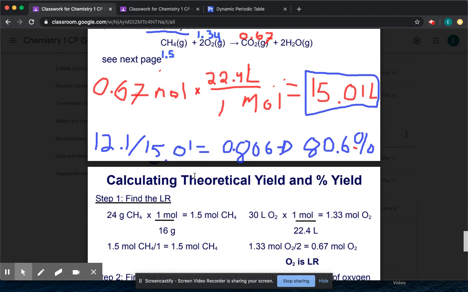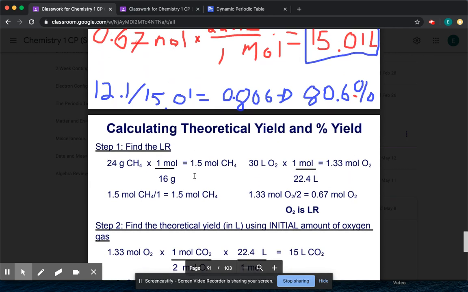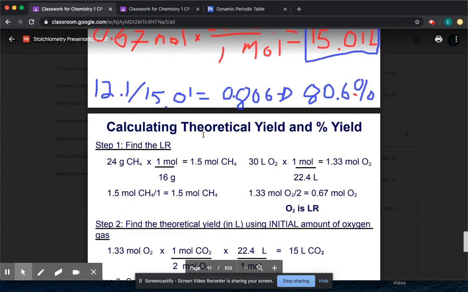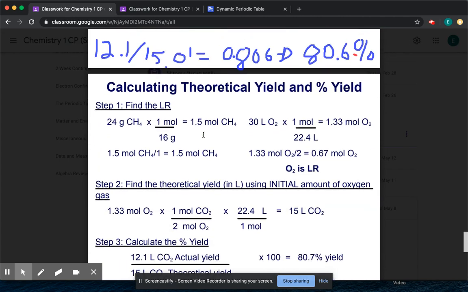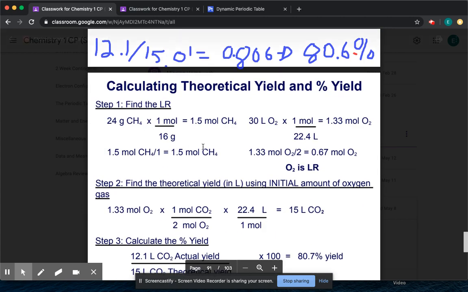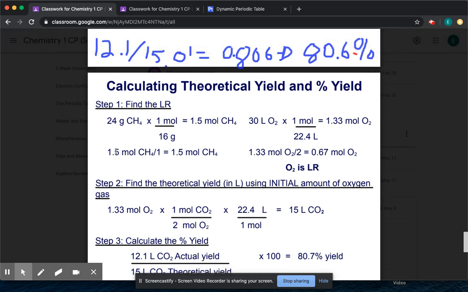So now I'm going to go through. Now they have everything we just did here. So now let's go through it to check our work, okay? We just did this ourselves. They have the work here. Let's double check to make sure we did everything correctly, okay? Step 1, convert everything to moles, 1.5 and 1.33. Good, we did that. Step 2, figure out which one is limiting.